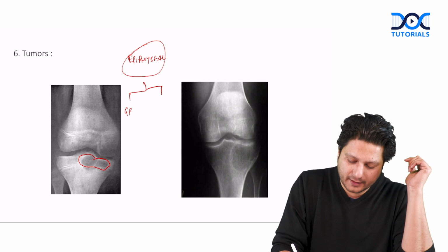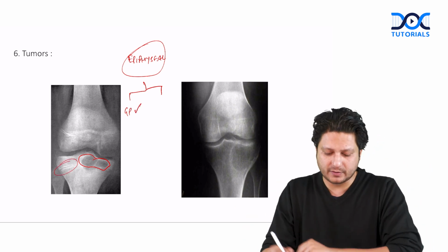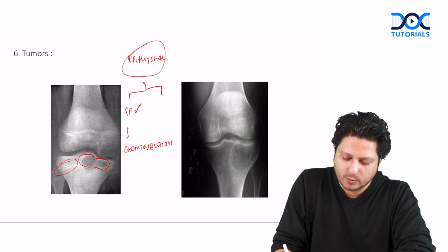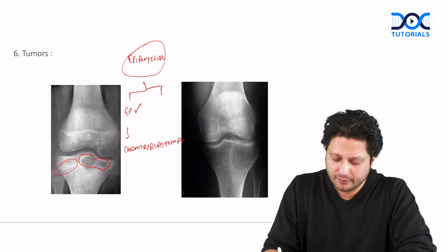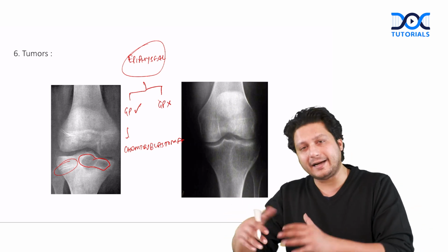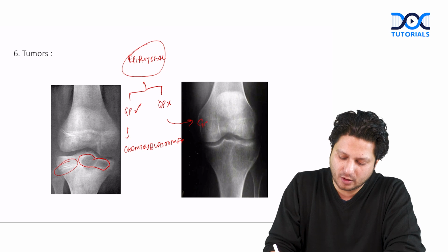If the growth plate is still visible in that X-ray, then the answer for this question is chondroblastoma. Simple, because chondroblastoma is a tumor in less than 20 years of age. While if the growth plate is obliterated, that means you cannot see the growth plate in that particular X-ray, then it is the X-ray of giant cell tumor.